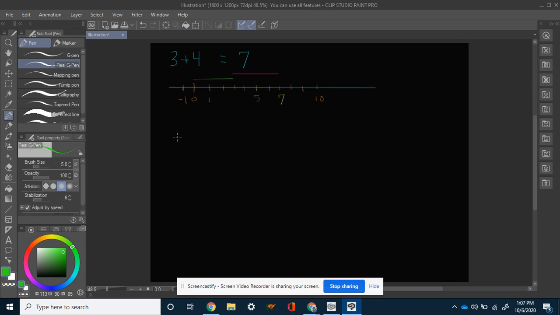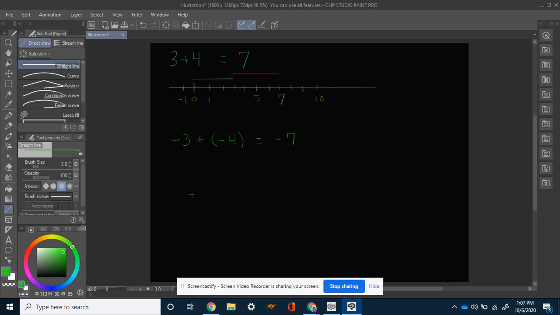So let's take the exact same numbers. Let's say we had negative 3, and we're going to add to that negative 4. Now, we could hypothesize that since 3 plus 4 is 7, negative 3 plus negative 4 is going to be negative 7. So I'm just going to put that down there. And having done this problem before, I should know the answer, but I don't want to lead you astray.